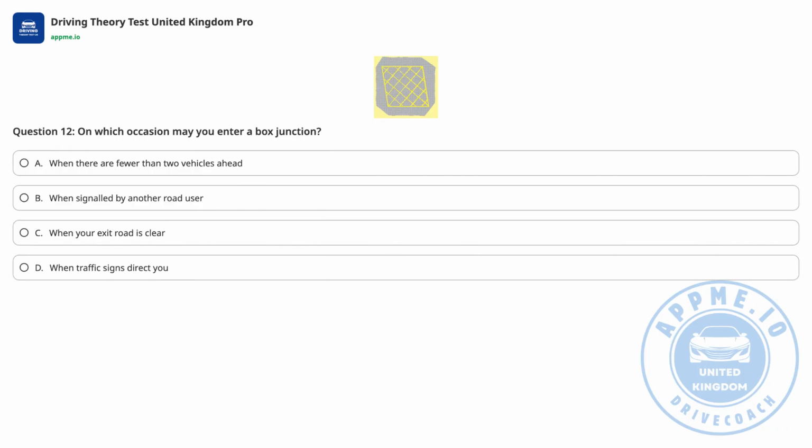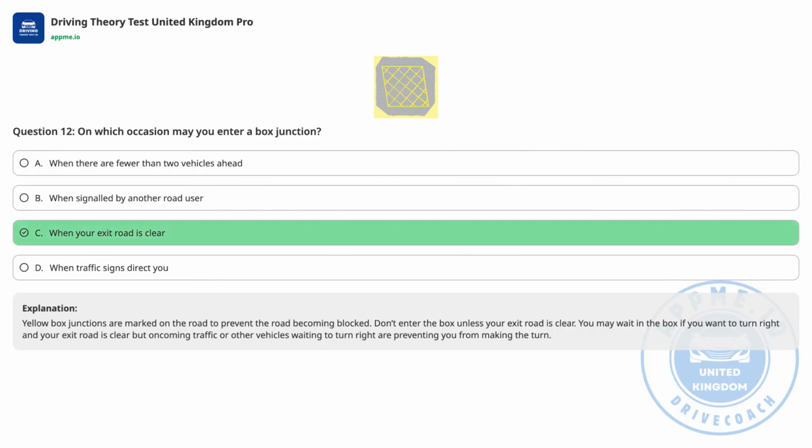Question 12. On which occasion may you enter a box junction? A. When there are fewer than 2 vehicles ahead. B. When signaled by another road user. C. When your exit road is clear. D. When traffic signs direct you. The correct answer is C.